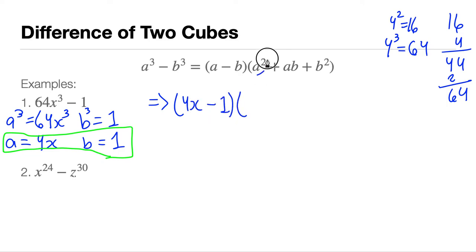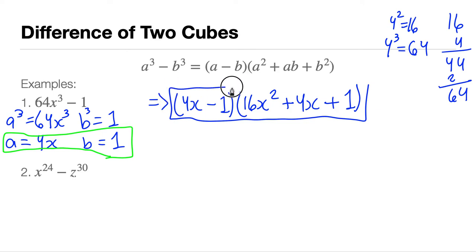And then what is a squared? 4x squared is going to give us 16x squared. Then multiply a times b: 1 times 4x is going to give us 4x. And then b squared, 1 times 1, is still 1. And yeah, this is the answer for number 1.